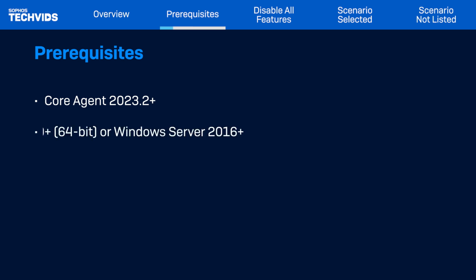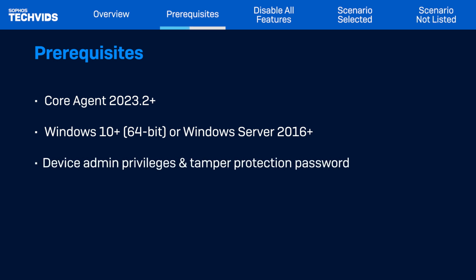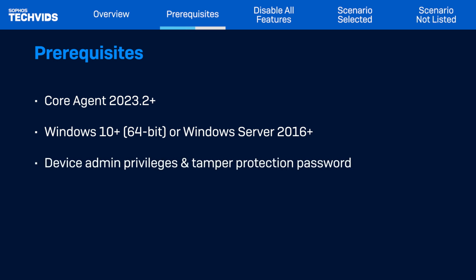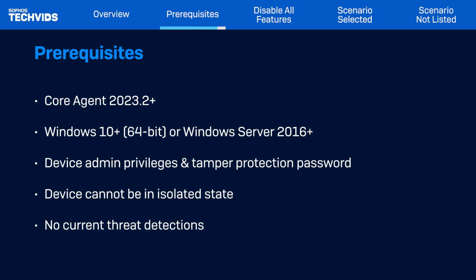Before starting, you'll need Core Agent 2023.2 or later, a Windows system running either Windows 10 and above or Windows Server 2016 and above. To use the product analysis tool, you will need administrator privileges on the device and the tamper protection password for the device. The device must not be in an isolated state, and it must not have a current threat detection. Let's get started.